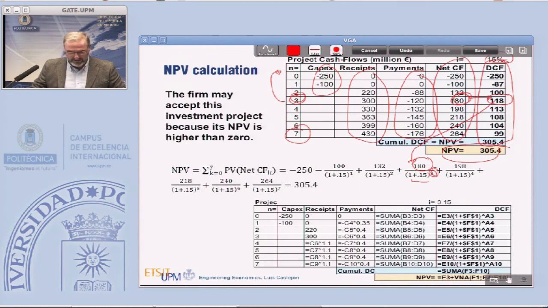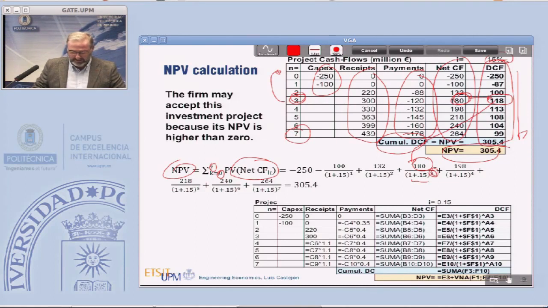So what you see here at the end is that I accumulate all those discounted cash flows, and the cumulative discounted cash flow is the net present value of the project. As you see, the net present value is the cumulative sum of the present value of every net cash flow from year 0 to 7. The first term, the cash flow in year 0, is not divided because it is to the power of 0, which is 1.